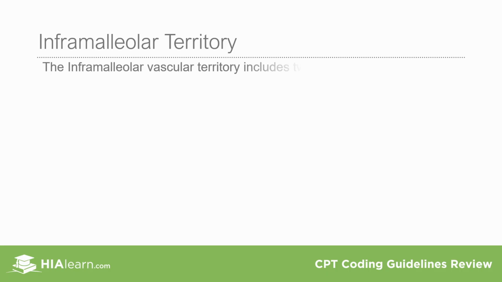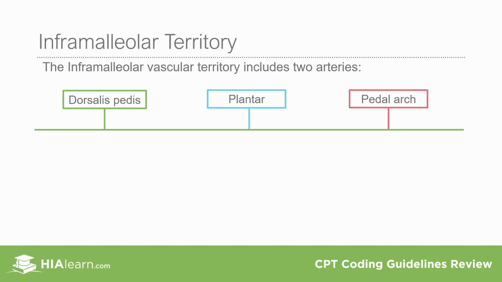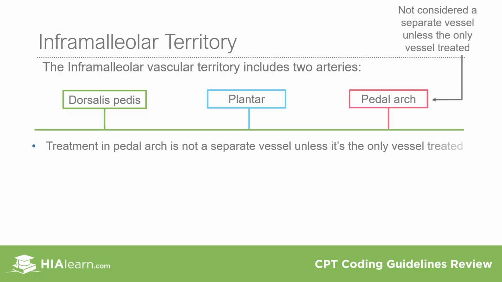The inframalleolar vascular territory includes 2 arteries, the dorsalis pedis and the plantar artery, each of which is considered a single vessel. For coding purposes, the pedal arch is considered part of the dorsalis pedis or plantar arteries and not a separate vessel, unless it's the only vessel treated.